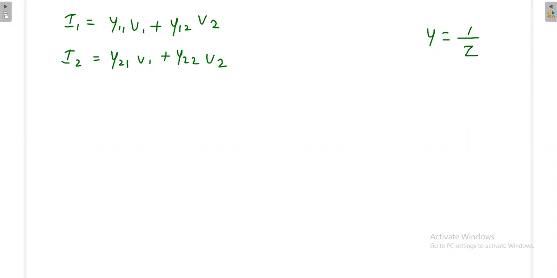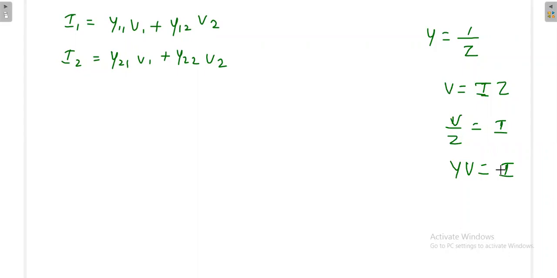Whenever you have an impedance, the voltage V is equal to I into Z. Or otherwise you can write I as 1 by Z into V. Again, 1 by Z is like an admittance. So admittance multiplied with the voltage is like current.